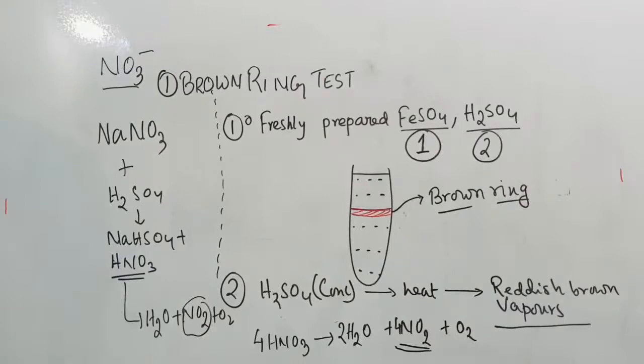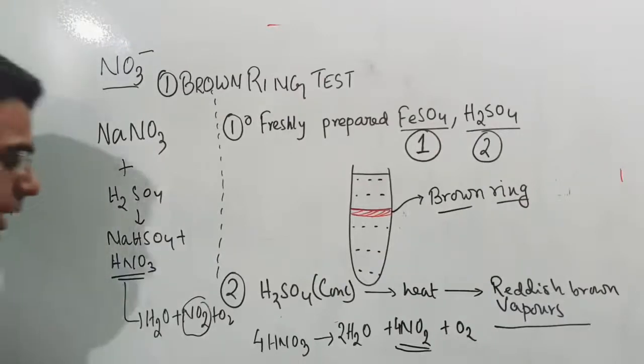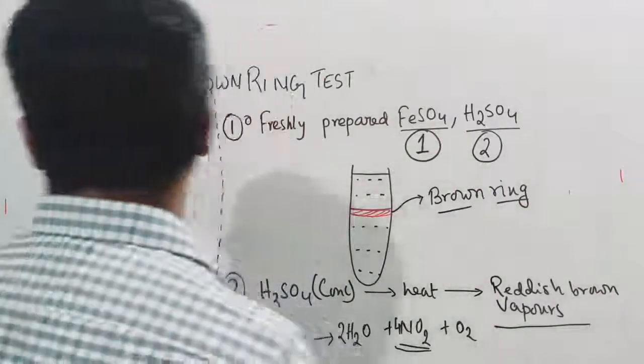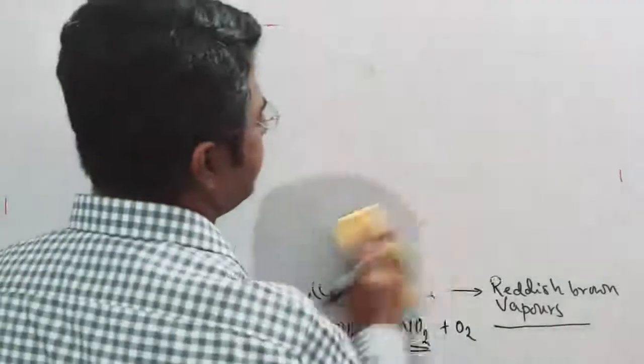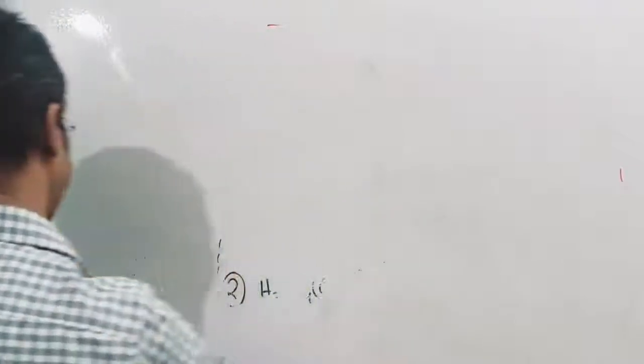And another important one is the sulfate anion. We have not finished the sulfate anion, right? Sulfate anion, SO4 2 minus. That is also very important.